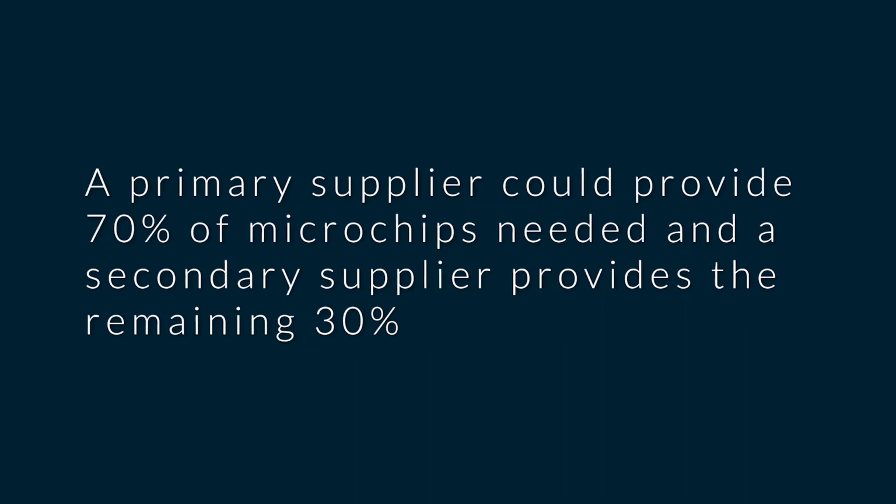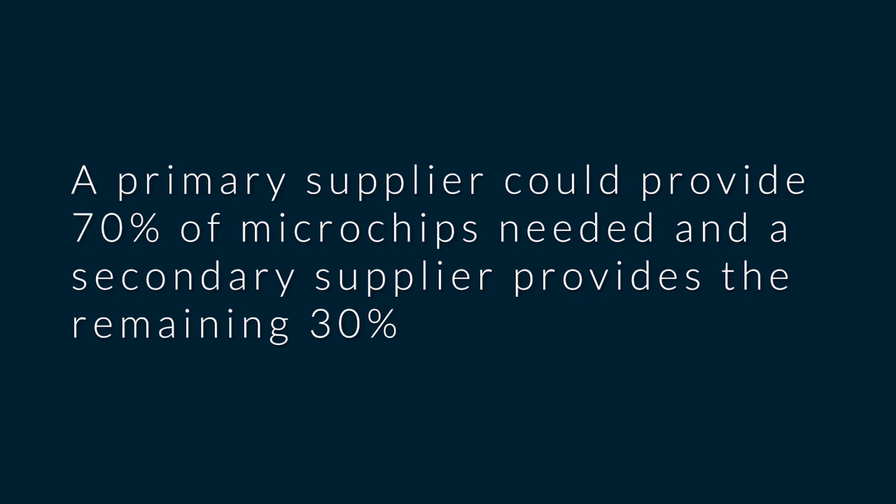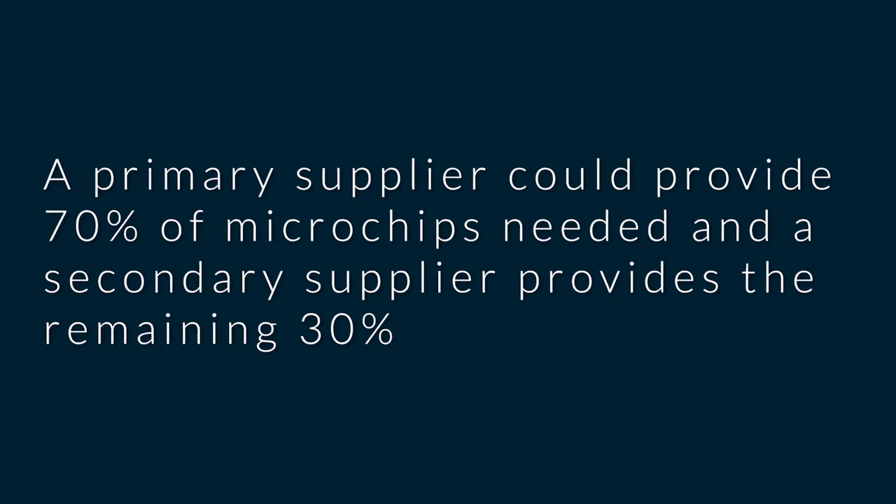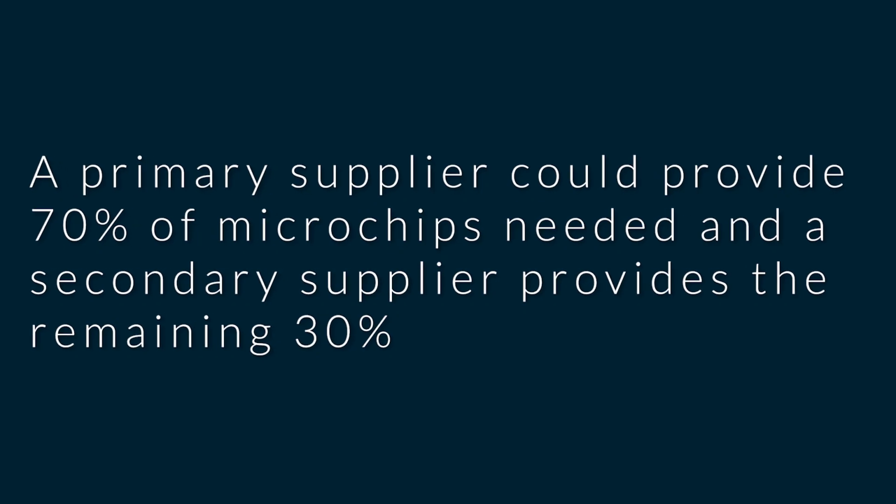Now, speaking of sourcing strategies, because if you're dealing with suppliers, then it means sourcing, right? The sourcing strategies that you can have in place will include the following. Number one, dual sourcing, where you have two suppliers supplying the same thing. For example, a primary supplier could provide 70% of microchips needed, and a secondary supplier provides the remaining 30%.